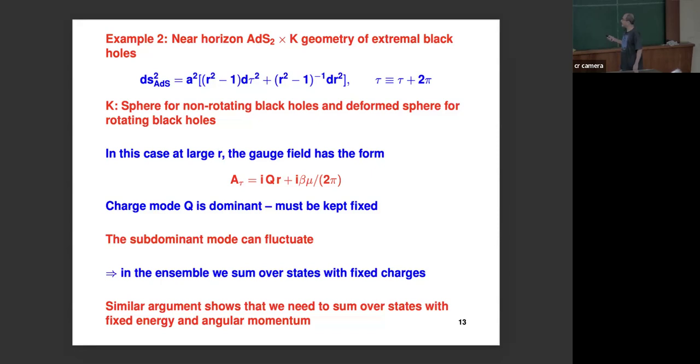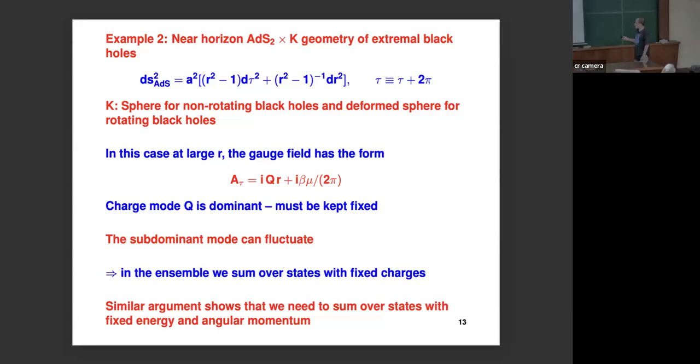So the AdS part has this structure, with some constant A, which is the AdS size, and r and tau are the coordinates. Tau has period 2 pi, right? That's when the conical singularity goes away.